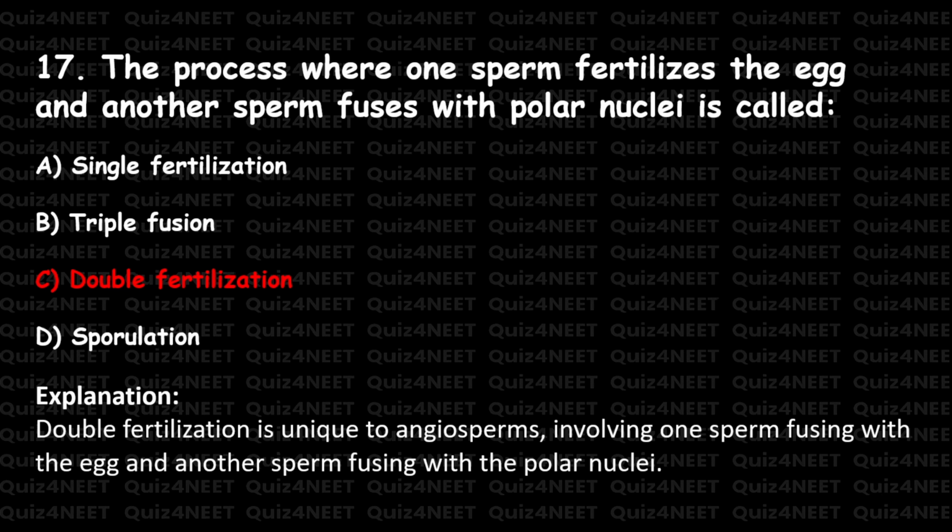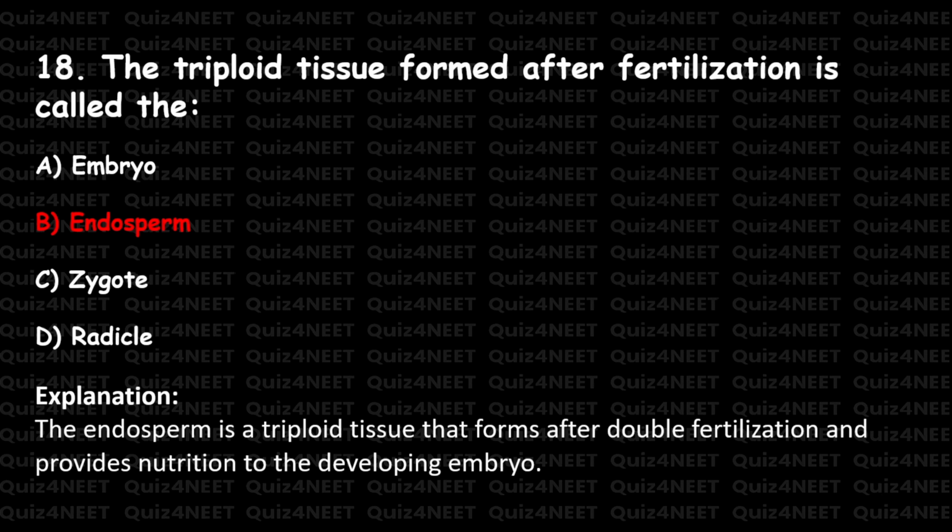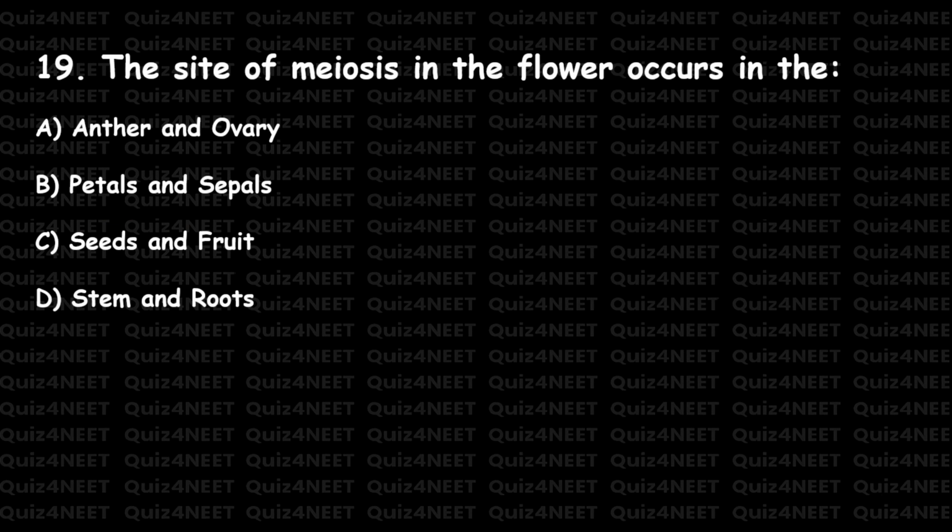the polar nuclei. 18. The triploid tissue formed after fertilization is called the A. embryo, B. endosperm, C. zygote, D. radicle. Right answer, endosperm. Explanation. The endosperm is a triploid tissue that forms after double fertilization and provides nutrition to the developing embryo. The site of meiosis in the flower occurs in the A.